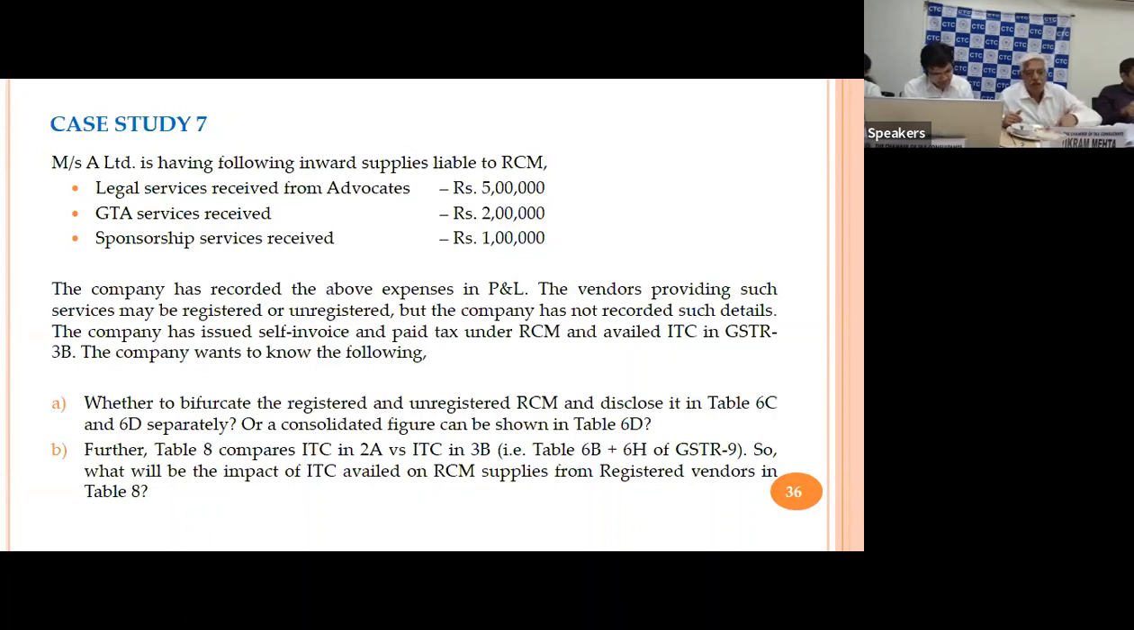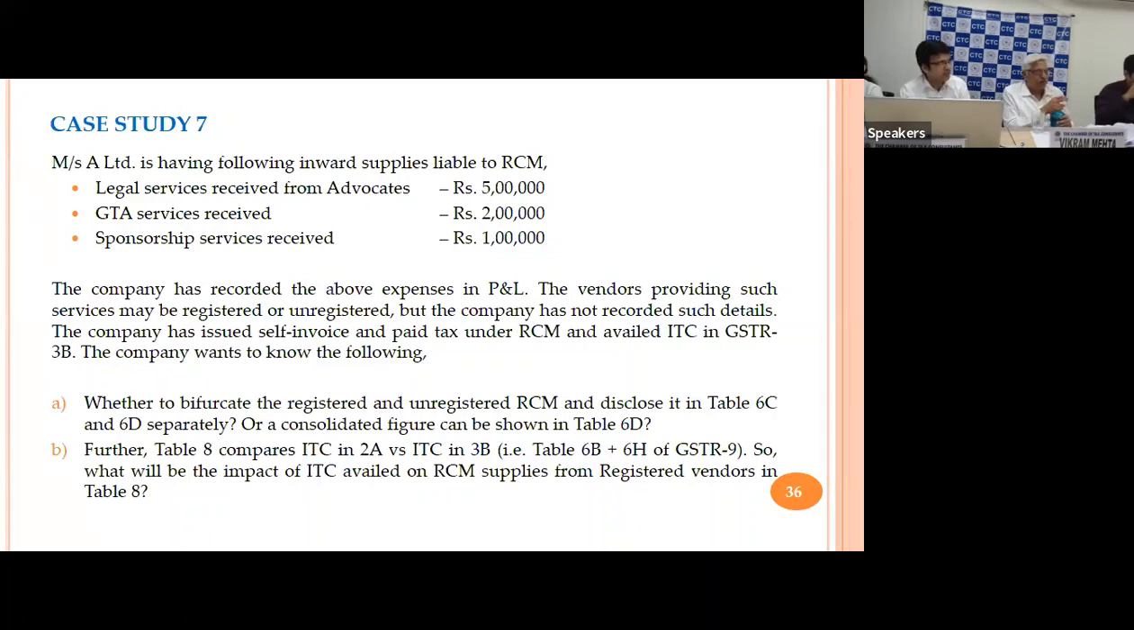Okay. Next, A Limited has the following inward supplies which are liable to RCM. Legal services received from advocate, 5 lakh. GTA services received, 2 lakhs. Sponsorship services received, 1 lakh. The company has recorded all the above expenses in P&L. The vendors providing such services may be registered or unregistered.